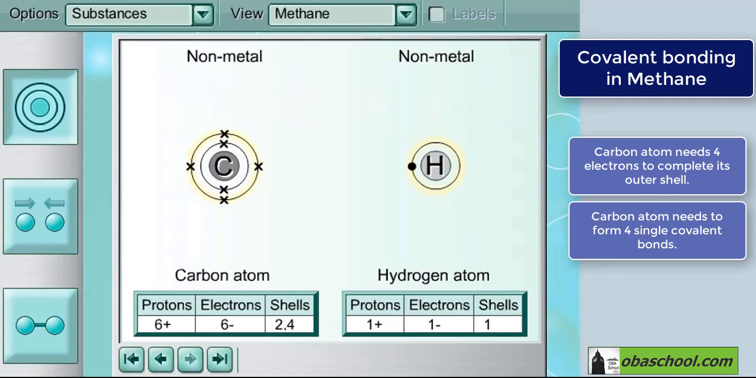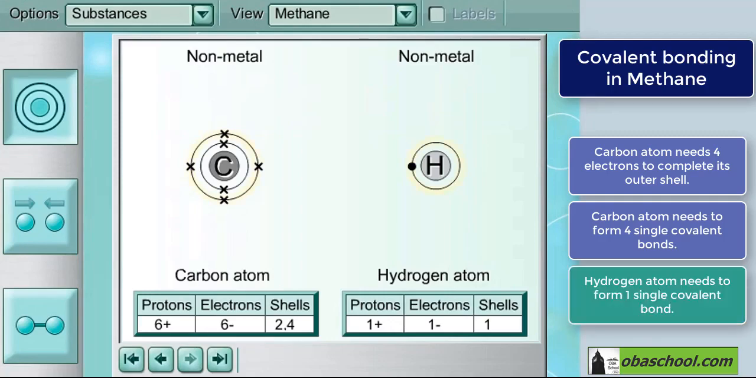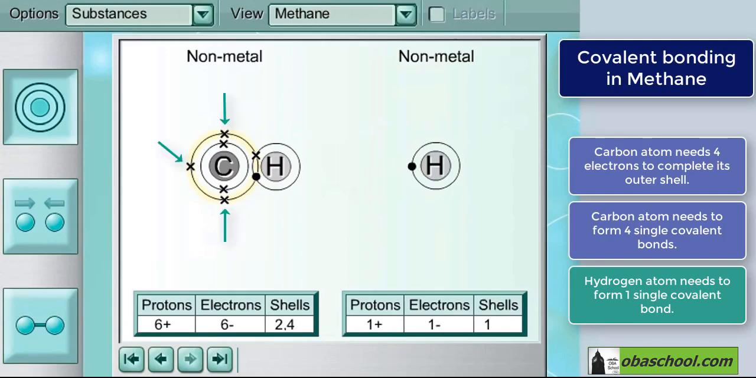Moving on to hydrogen. How many covalent bonds can a hydrogen atom form? Only 1 covalent bond, because it has only 1 electron in its outer shell and needs 1 more to make it a pair. I'll show you a covalent bond between this carbon atom and the hydrogen atom. They are now sharing 1 pair of electrons. So hydrogen completed its outer shell, but carbon still needs 3 more electrons.